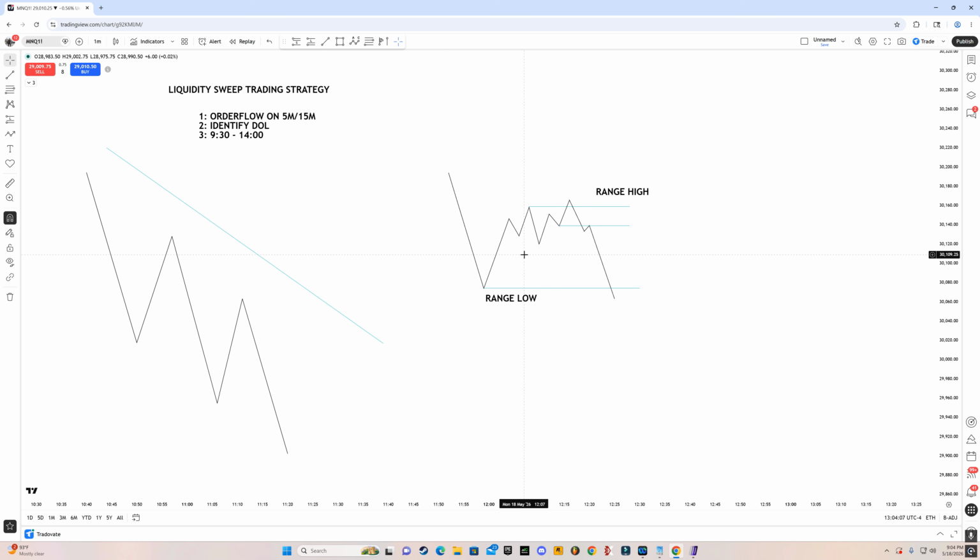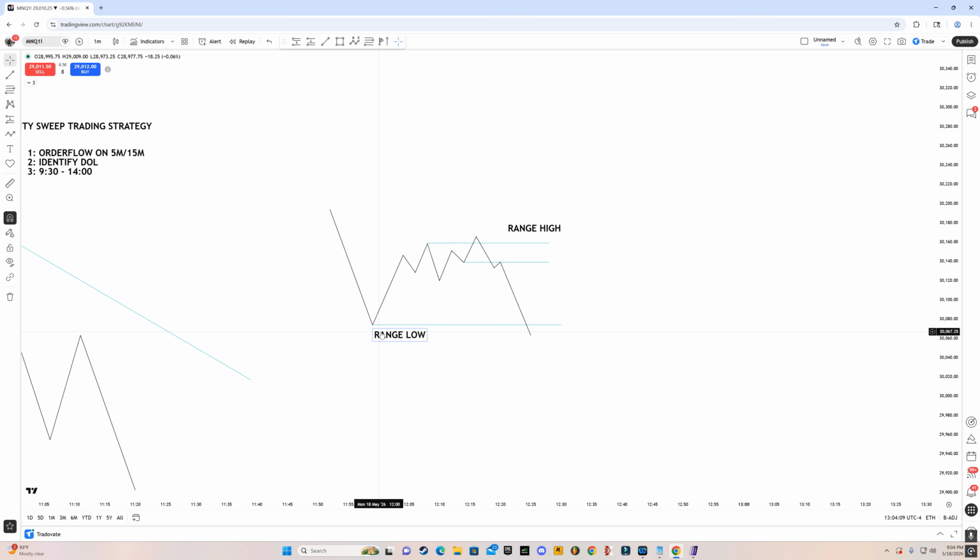There's nothing extra about this. What we are looking for is a push to the downside in a bearish order flow and then a pullback, right? We then wait for a higher high, higher low, higher high, and then a market structure shift that actually forms the range high. That is where the liquidity is resting, okay?